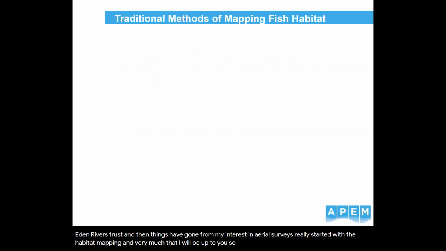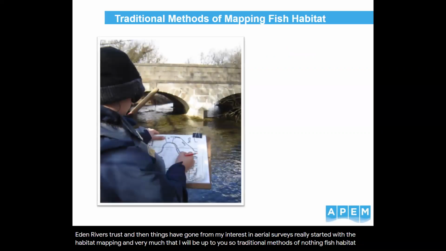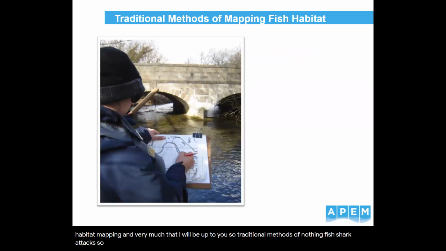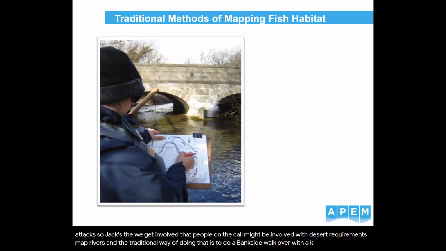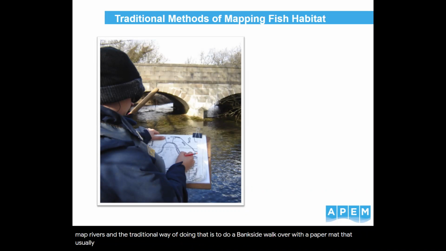So, traditional methods of mapping fish habitat. For various projects that we get involved with, that people on the call might be involved with, there's a requirement to map habitats within rivers. And the traditional way of doing that is to do a bankside walkover with a paper map. There's usually a large-scale ordnance survey map with the river outline, and the surveyor usually has a GPS with them to help locate where they are.